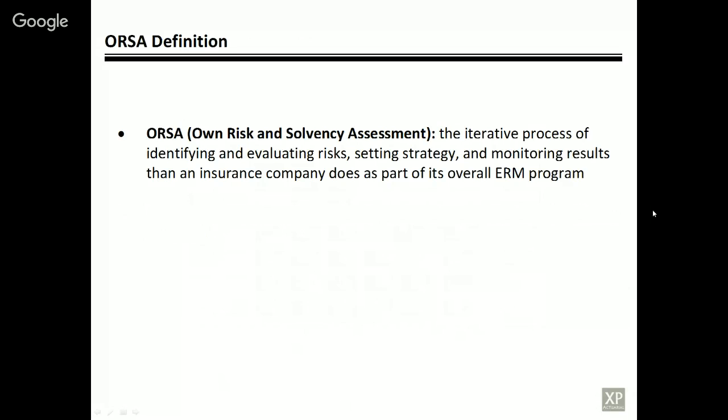Another important definition from this objective is ORSA. ORSA stands for the Own Risk and Solvency Assessment, and the ORSA is an iterative process of identifying and evaluating risks, setting strategy, and monitoring the results of an insurance company, and it is part of the overall ERM program.